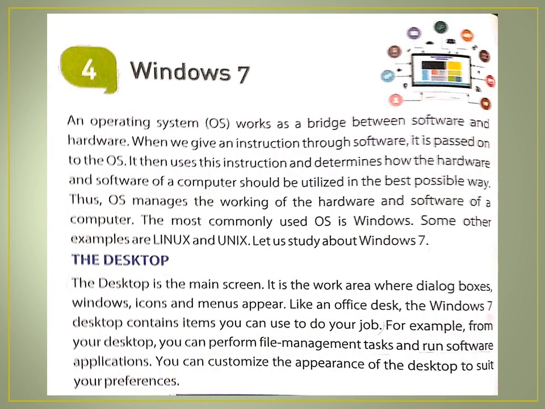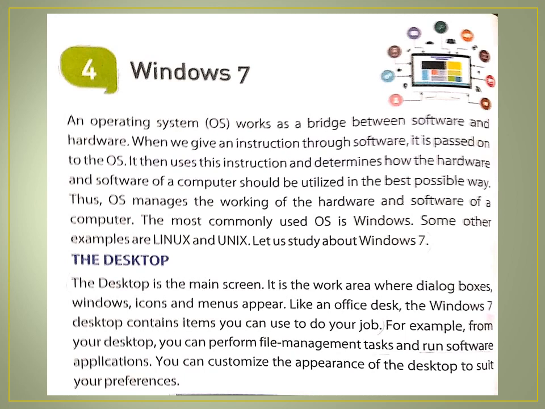An operating system works as a bridge between software and hardware. In the previous chapters, you have already learned what is software and what is hardware, right? So this operating system is working just like a bridge between these two by establishing the communication between the software and hardware. Whenever we give an instruction through software, it is passed on to the operating system.